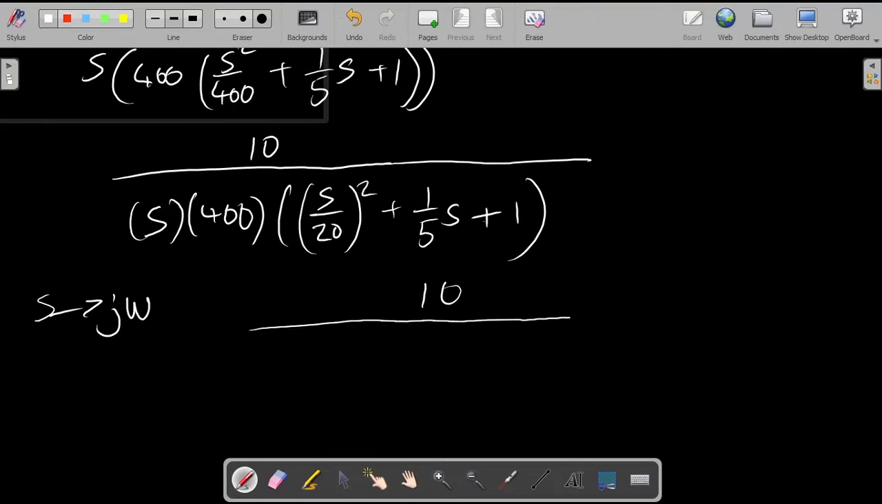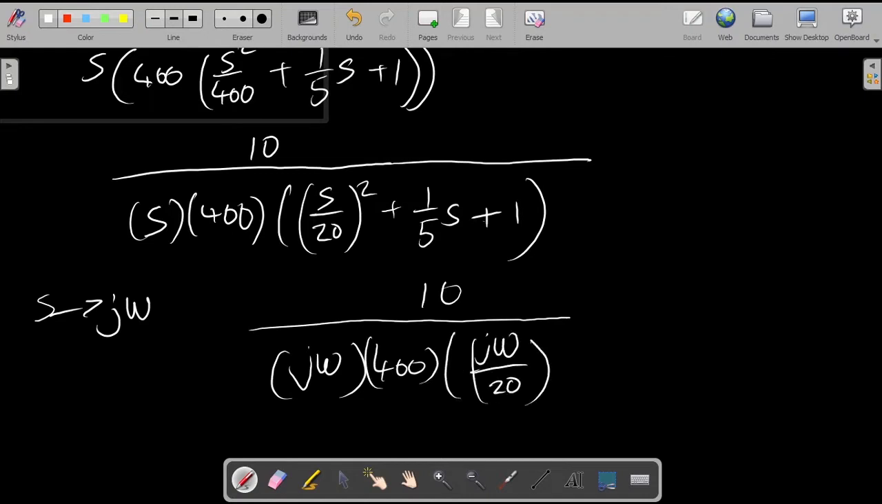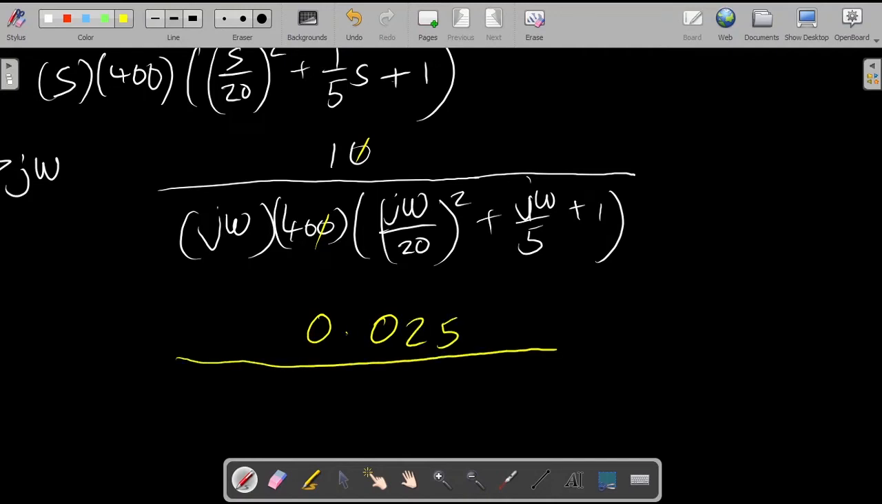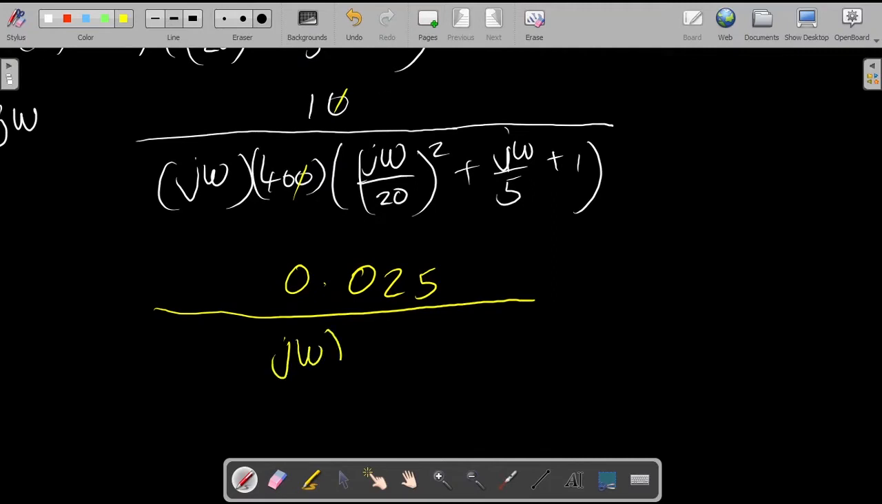So we have this, then we have j omega, then we have 400, then we have j omega divided by 20, then we have that plus 1. So now what we want to do is to extract the poles from this transfer function. Doing that, you can first simplify this over here, and this is not 1 over 4 but 1 over 40. So there's a shift in the zeros. And now here at the bottom we have this.